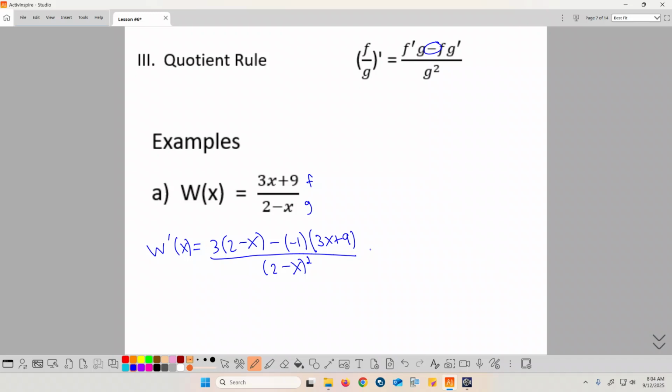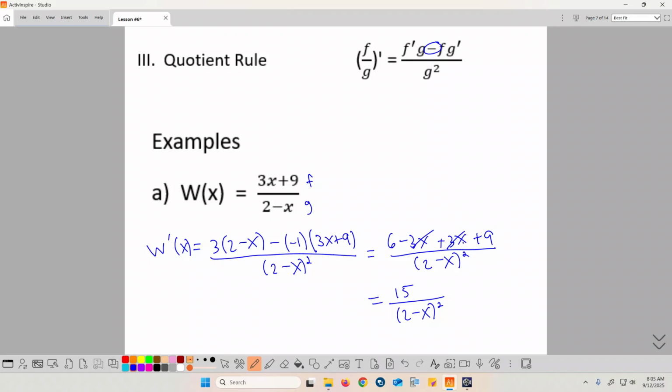Okay, and that's pretty much how the quotient rule works. If we wanted to simplify this, we could a little bit. Let's distribute that 3, so we would get 6 minus 3x. Over here, negative and negative should make a positive 1. So positive 1 times 3x plus 9 is just going to give us 3x plus 9, of course. And then your denominator is still (2 minus x) squared. Now, you'll notice these cancel, and then 6 plus 9 should give us 15. So we really just end up with 15 over (2 minus x) squared.